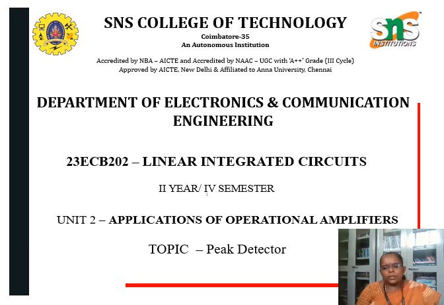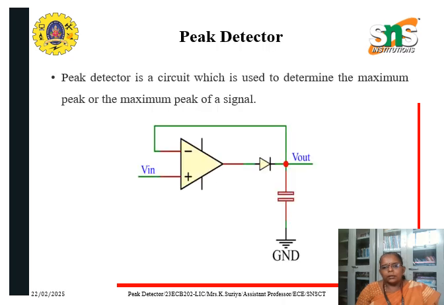So we are going to see a video lecture series on applications of op-amps along with the diodes. So in this video, let us see about peak detector. So peak detector is a circuit which is used to determine the maximum peak or the maximum peak-to-peak signal of a circuit. So this is the basic circuit of a peak detector which consists of diodes, capacitors and resistors.